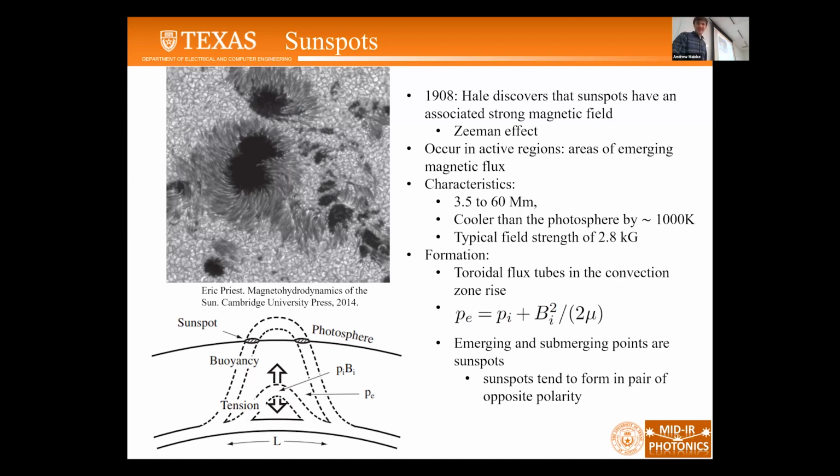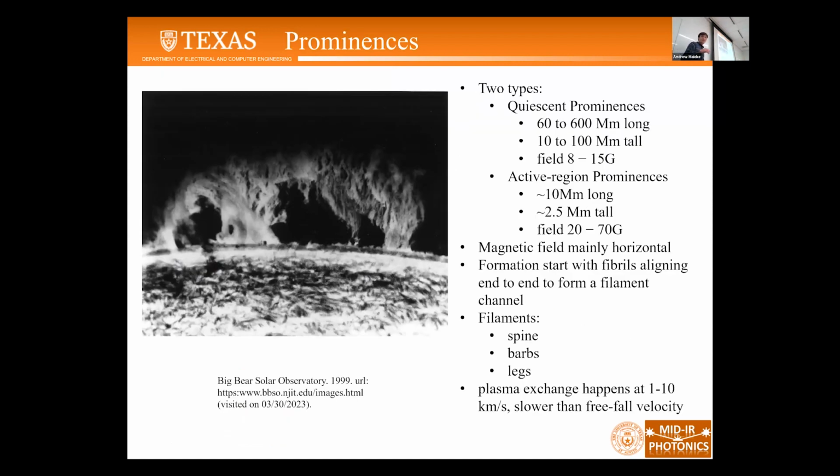All right, so on to the next phenomena. Prominences are suspended sheets of plasma in the corona. There are two types. There are quiescent prominences, which tend to be larger, last longer, but have lower magnetic fields, and active region prominences formed over active regions with lots of sunspots. Active regions are just areas of emerging flux. They last a shorter amount of time, they're smaller, and they have stronger magnetic fields.